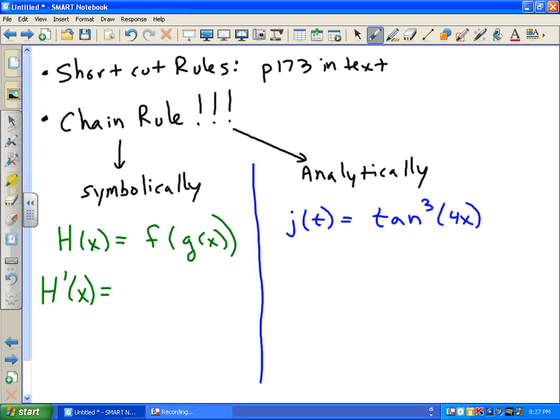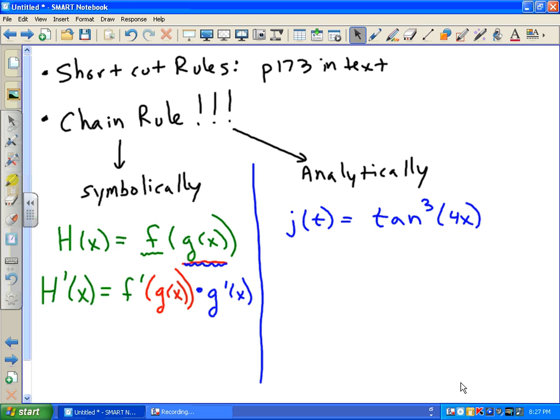So our outermost function in this case is f. So we'll derive f prime. We will leave the inner function, g of x, alone. Still inside f prime. Now that we have dealt with f, we will multiply by the derivative of the inside, or g prime of x. That would be the symbolic derivative of h of x, or h prime of x.